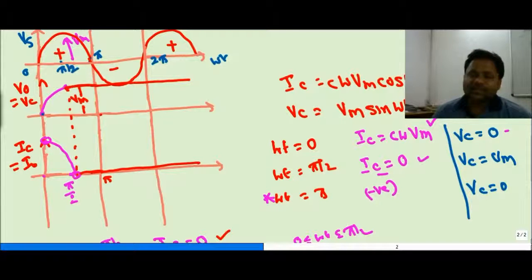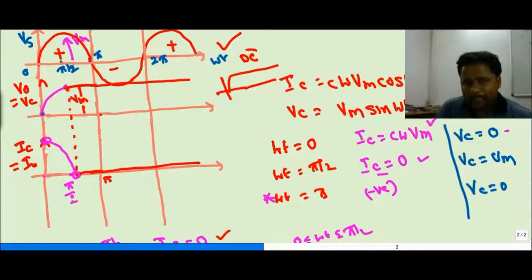So this is the basic operation of the diode circuit containing a pure capacitance, and we have seen that the supply voltage is alternating, and we obtain a DC-like waveform in the output voltage. So I think this is enough for this concept, and in the next class we will learn about the RL load. Thank you.